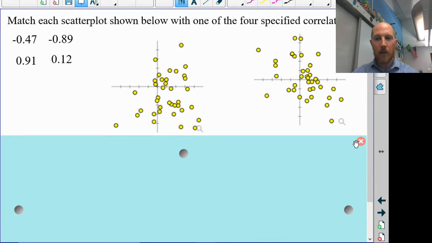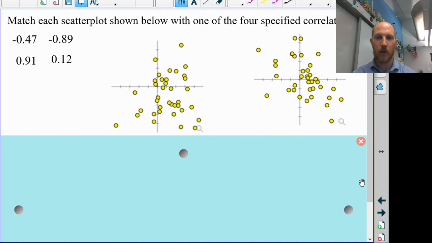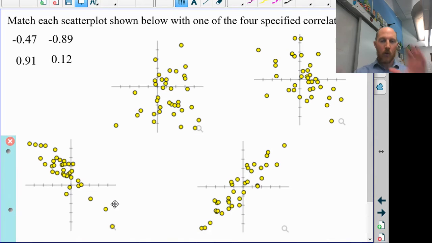All right, so same idea here. Let's match. Here are 4 scatter plots. Okay, let's just look at 2 at a time here. Match each scatter plot below with one of the 4 specified correlation values. So here's my 4 different correlation coefficients to choose from: negative 0.47, negative 0.89, positive 0.91, and positive 0.12. All right. So here's all 4 of them.